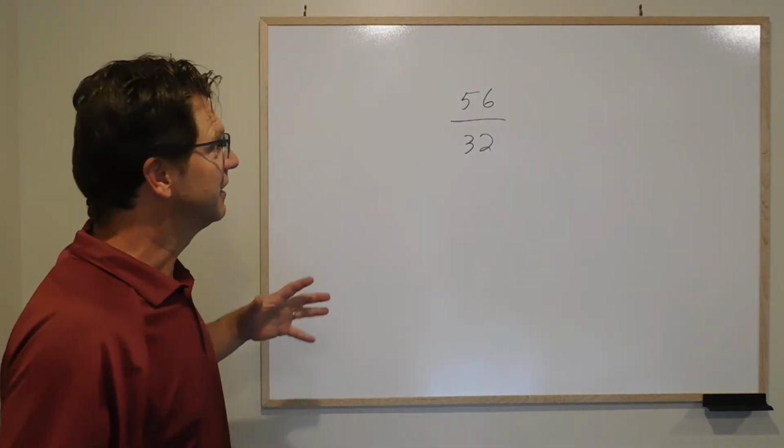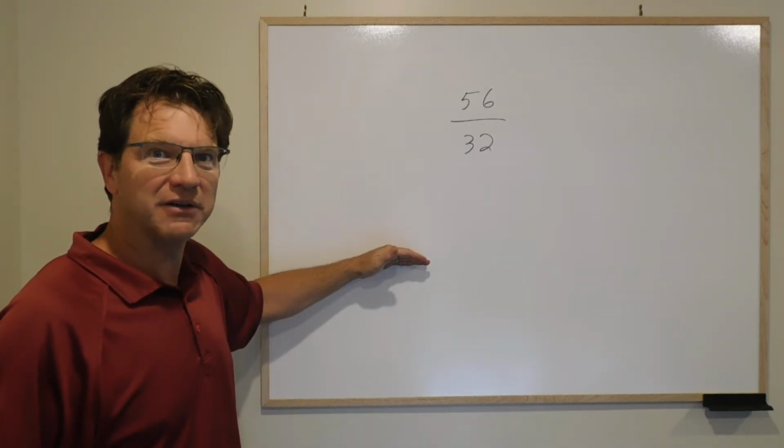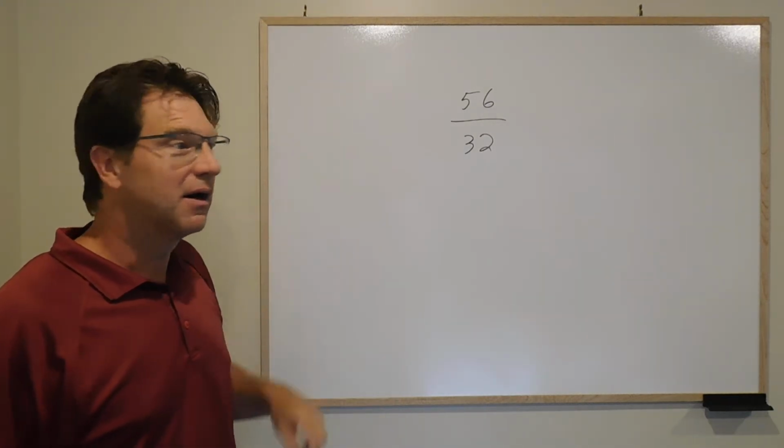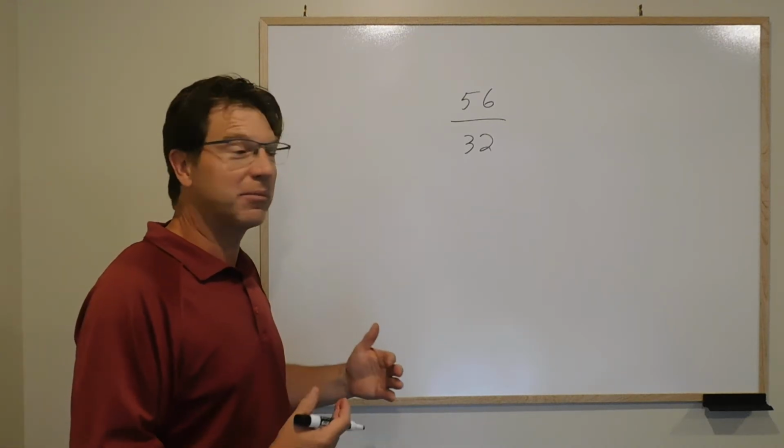Okay, so we're talking about lowest terms here for a fraction. Lowest terms means the numerator of the fraction and the denominator of the fraction both end up being as low as they can go. You cannot divide a common number out of them.